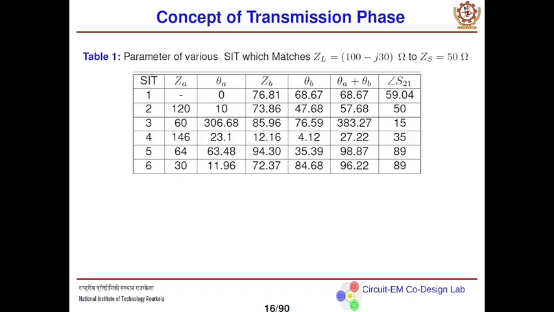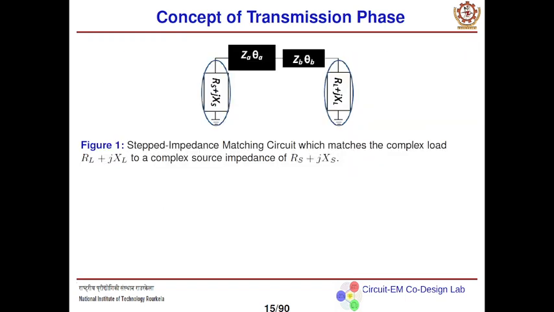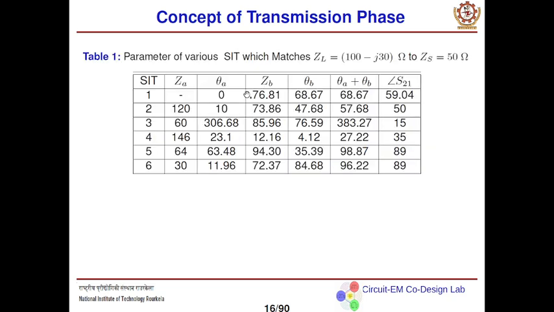Now this is an example of step impedance matching networks. You can see here we have different load impedance and source impedance. In this case we have chosen 100 minus j30 as the load and the source is 50 ohm, and we have designed six solutions. In each and every case we can see that the phase shift and the electrical length are different.